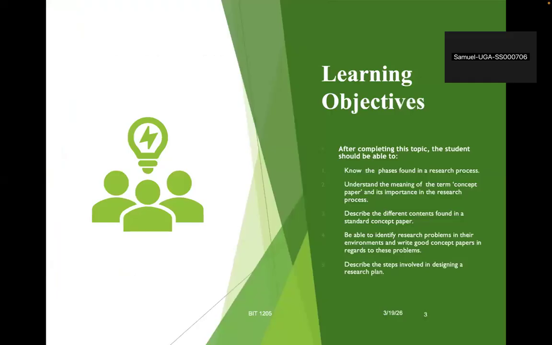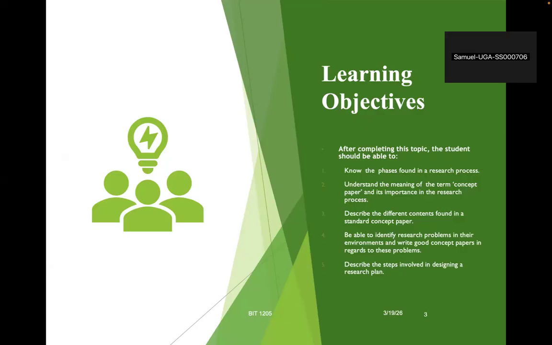So slide number 3 has some learning objectives where we are expecting members to at least get to know the phases that are found in a research process. Then also, by the end of this very lecture, everyone at least should have an idea of what a concept paper is. Yeah, because before you go for the research proposal, you need to know how to formulate a what?